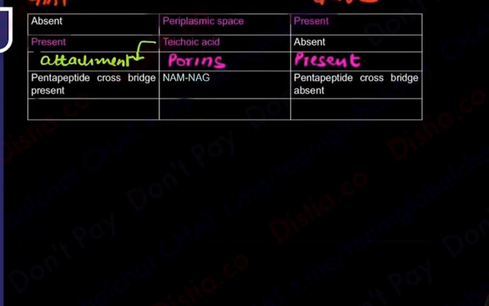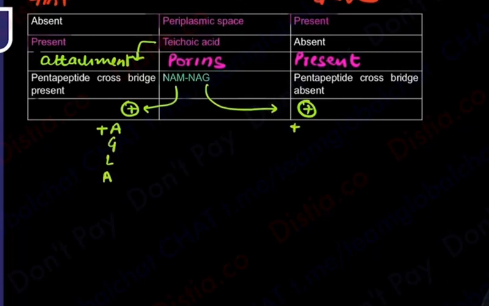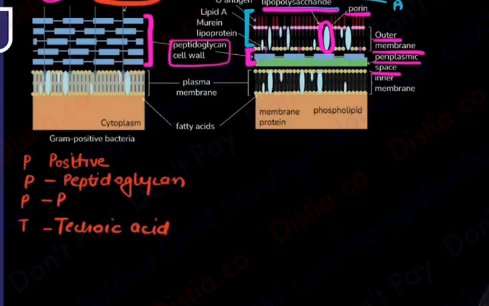See, I told you NAMNAG to dono mein hoga. NAMNAG is going to be present here also. NAMNAG is going to be present here also. Over here, along with this, there are 4 amino acids called AGLA, and in gram-negative, there are 4 amino acids called AGMA. That I know, but which of them is having a cross bridge? So remember, gram-positive has a pentapeptide cross bridge, whereas gram-negative does not. You can complete your PPT mnemonic. The last P was the pentapeptide cross bridge.